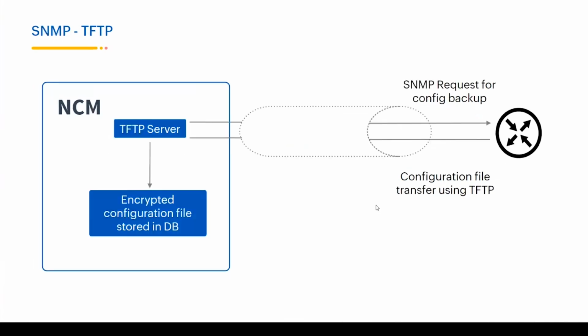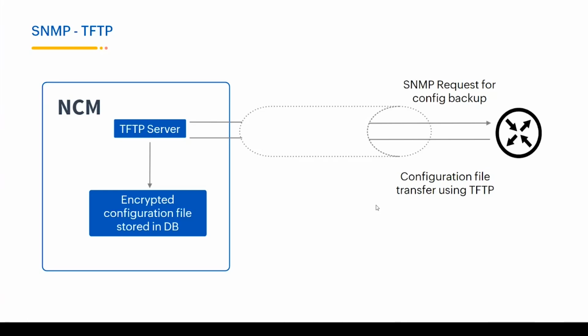Now let's take a look at the SNMP with TFTP protocol. For SNMP with TFTP, the TFTP server sends an SNMP request to the device for a configuration backup. The device then transfers the configuration file using TFTP. The file is received by the TFTP server, encrypted, and then finally stored in the NCM database.